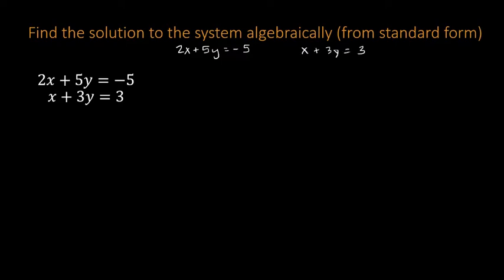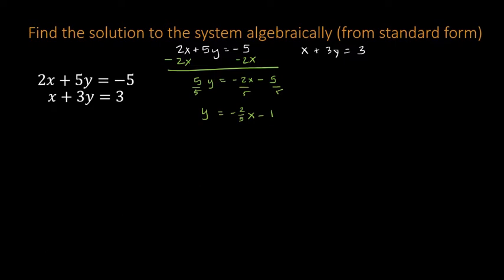Okay, so I'll start with the first one. I'll subtract 2x from both sides of my equation. I get 5y equals negative 2x minus 5. I'll divide everything by 5. And I get y is equal to negative 2/5 x minus 1.